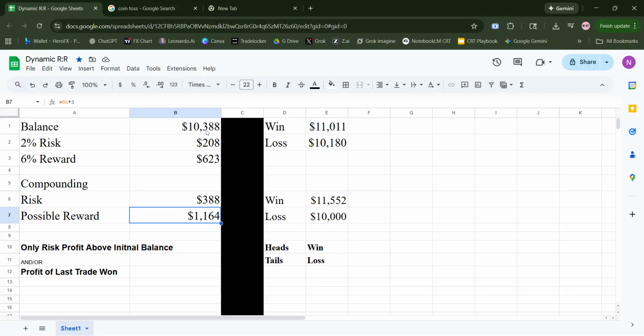We didn't. We lost. All right. So where are we back to? 10 grand. And the thing is, if you don't want to risk the whole profit, maybe you only want to risk 200 out of it. That's fine. But the goal is you want to try to stay above your initial investment.